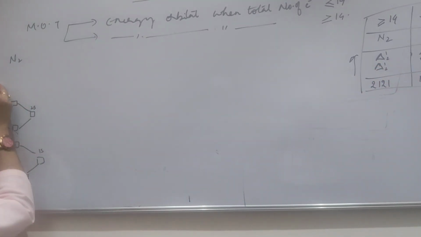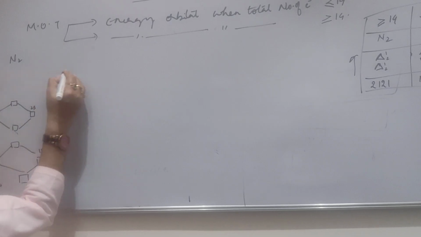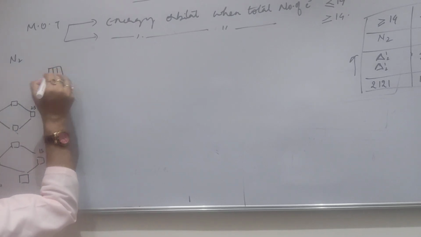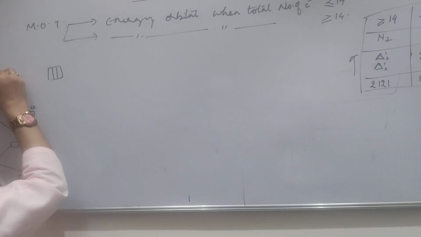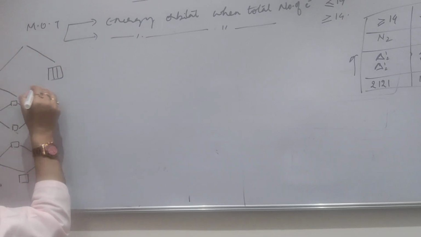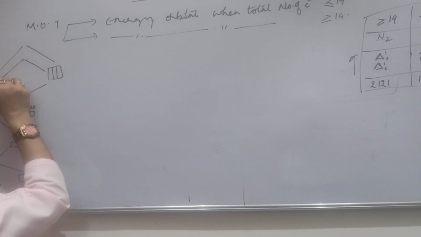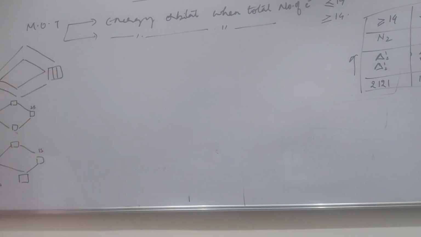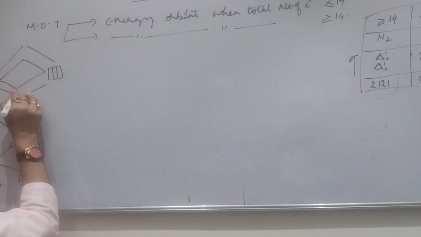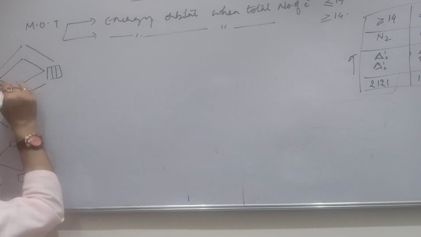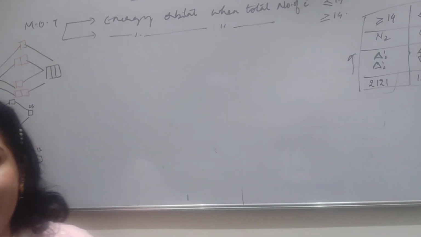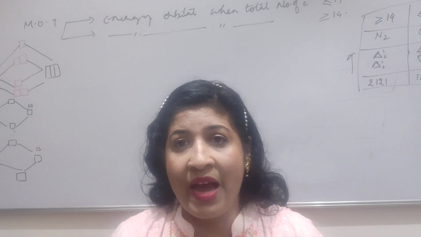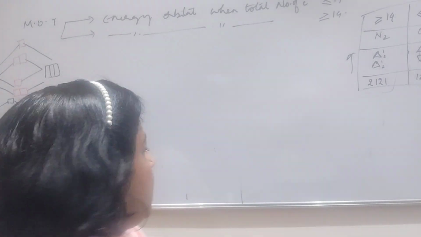So let us draw this. We have 2px, 2py and 2pz. So I said it is the 2-1-2-1 pattern. So totally how many electrons do we have? We have 14 electrons. Let us start filling these 14 electrons.